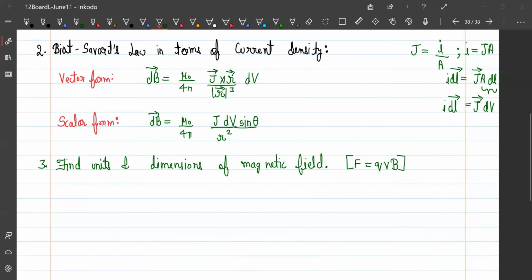Nupur, can you tell me the answer? No, Rishit, I can't hear you. Try rejoining, maybe तब ठीक हो जाए. Nupur, tell me the unit of magnetic field.